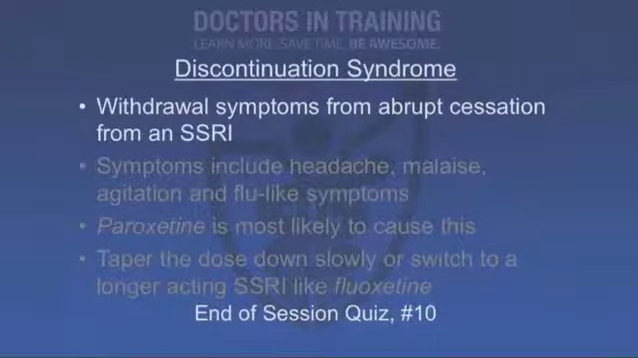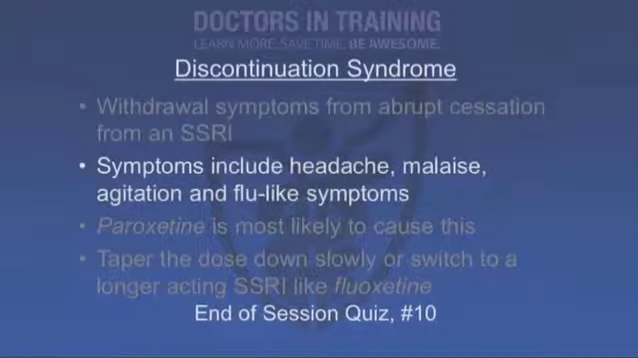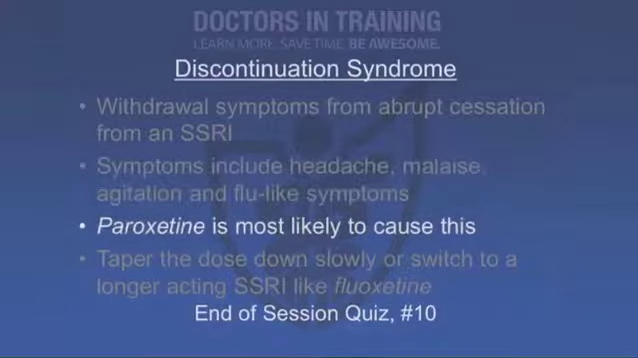Next, what is discontinuation syndrome? What SSRI is more likely to have this problem, and how do you avoid it? Well, remember, discontinuation syndrome is basically just withdrawal symptoms from the abrupt cessation of taking an SSRI. And this can occur in some of these even if you miss 1 or 2 pills or 1 or 2 days. Symptoms include headache, malaise, agitation, flu-like symptoms. People just don't feel very good. Traditionally, paroxetine is the most likely to cause the discontinuation syndrome. And why is that? Because it has a short half-life, so it's quick to get in, but it's also quick to get out.